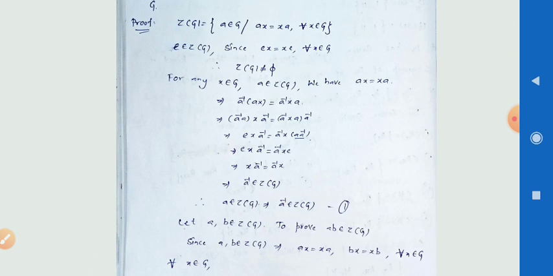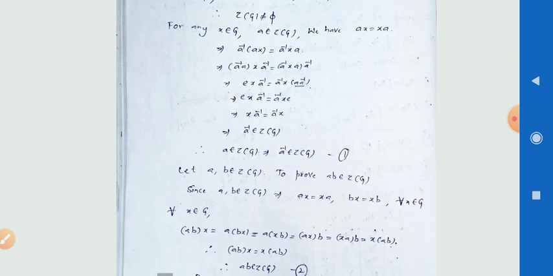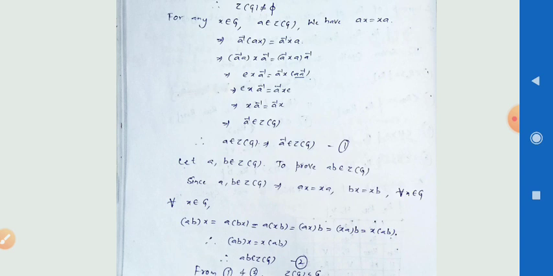Let A, B belong to Z(G). To prove that AB belongs to Z(G): since A, B belong to Z(G), AX is equal to XA, BX is equal to XB.